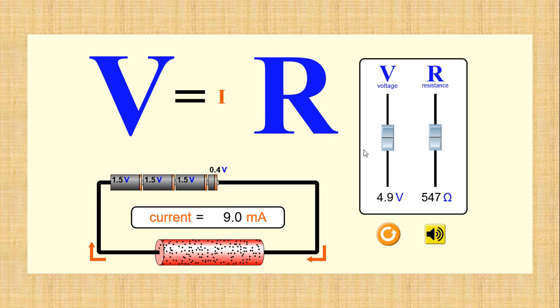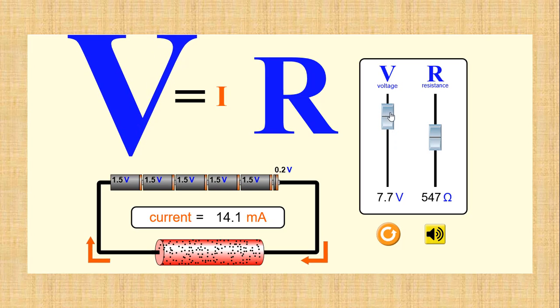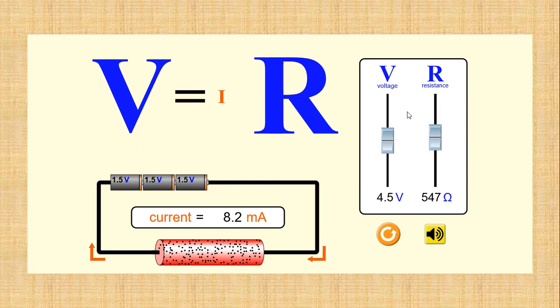Now let us try to understand this concept with the help of this simulation, in which I am fixing the resistance at 547 ohm and I am going to increase the potential from 4.9 volt. It is 5.6, 6.7, and going on increasing. You can see here the current is also going on increasing. Here the current is 8.2 milliampere at 4.5 volt. If I again increase this potential, the current is going on increasing. It is 9.3 milliampere at 5.1 volt.